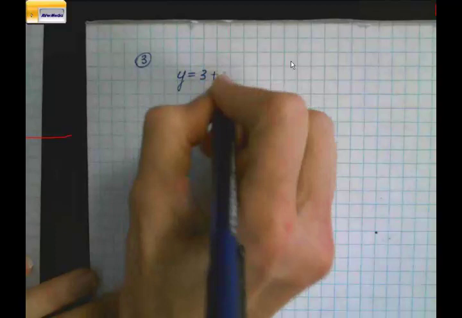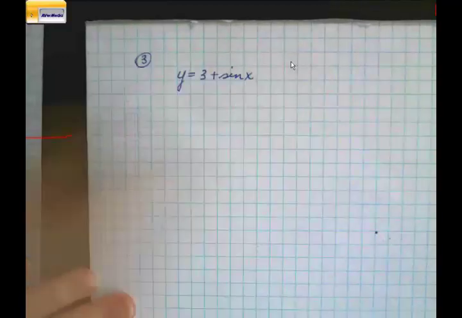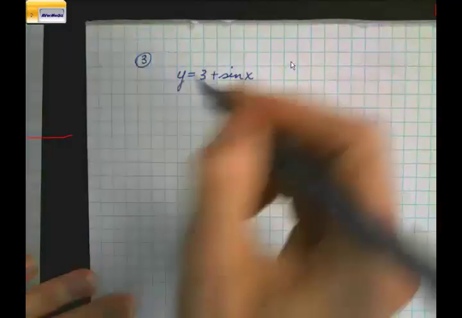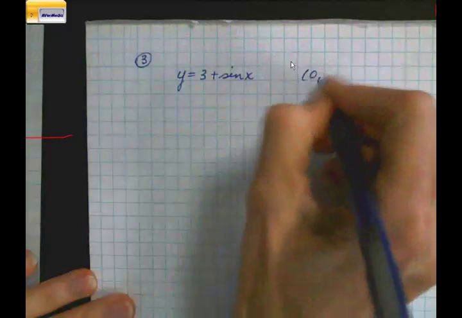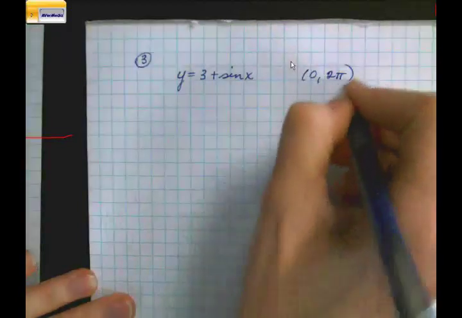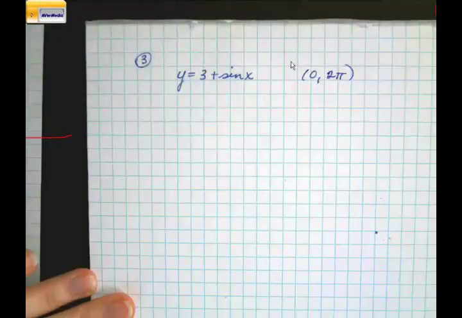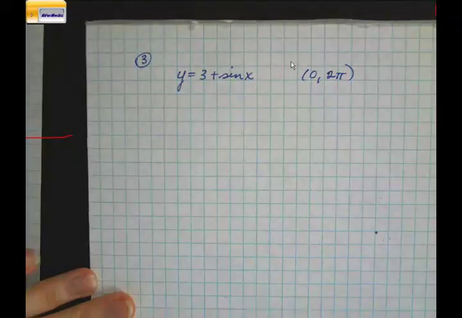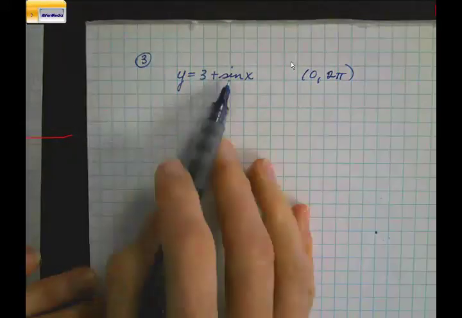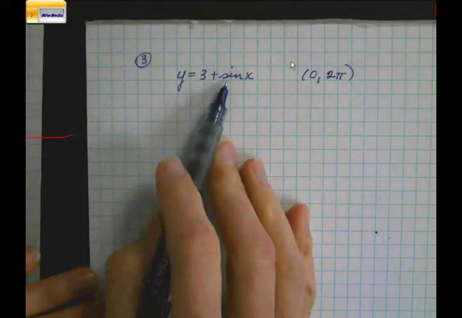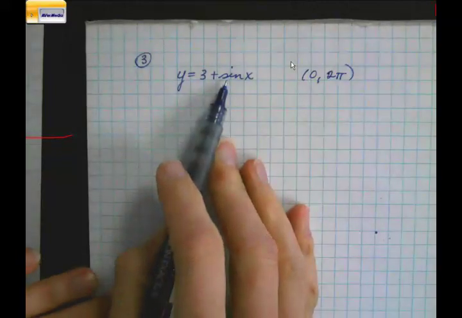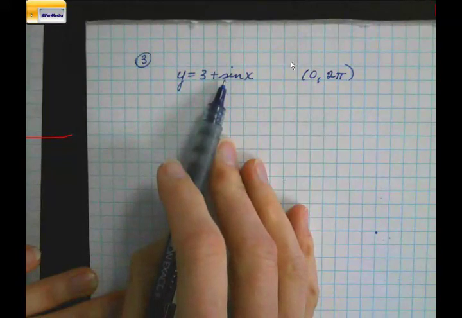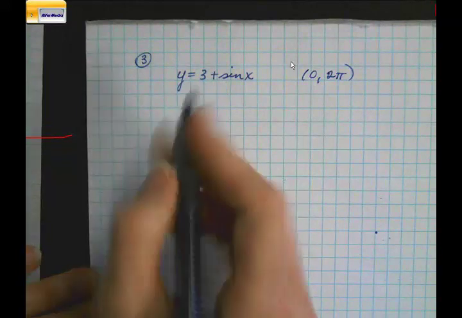Okay, suppose our y equals 3 plus sine x. And suppose they do limit our domain to go from 0 to 2 pi. Sine x is always defined in this area. And remember, this is your sine curve lifted or translated up 3 units. So you're visualizing a wave. You're visualizing the sine x curve, the trig function, lifted 3 units.